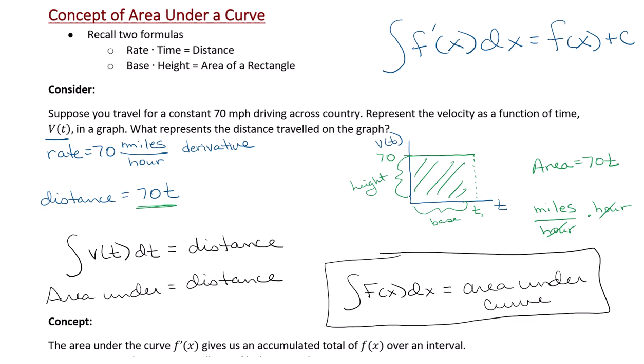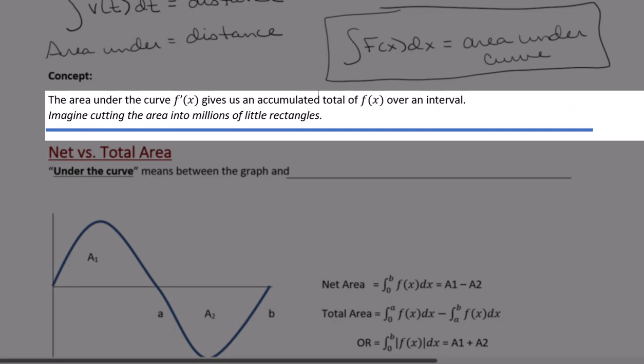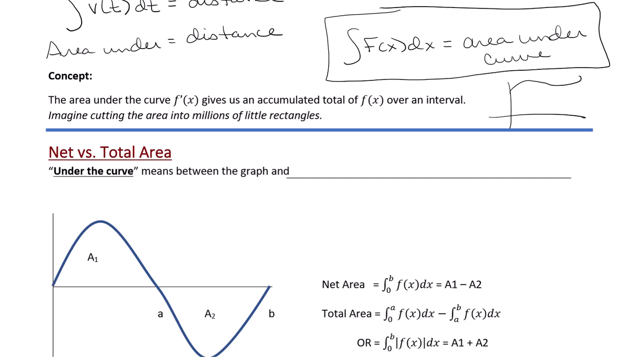So that's just to kind of give you the concept of what we're going to be doing and why we're doing it. So the area of the curve, f prime of x, gives us an accumulated total of f of x over that interval. What do we mean by accumulated total? Well, let's imagine whatever curve that we had, that we can split that up into just little bitty rectangles. And we found the area of each of those rectangles and added them all up. So we found the distance at this time, the distance at this time, the distance at this time, and we added them all together.